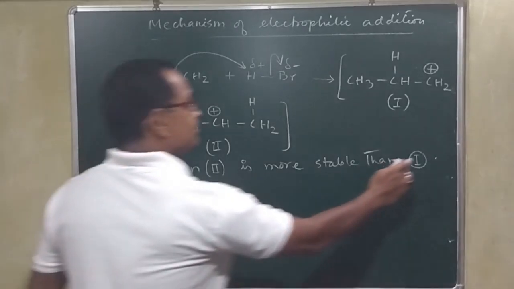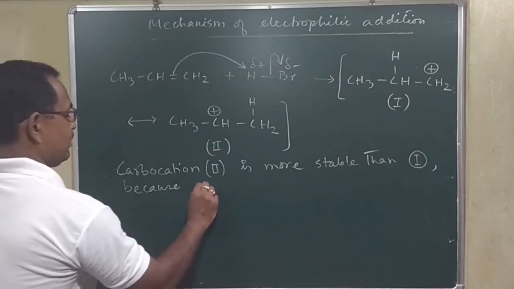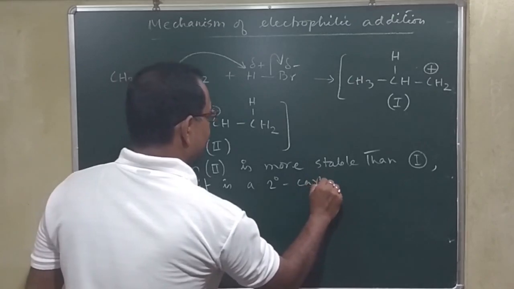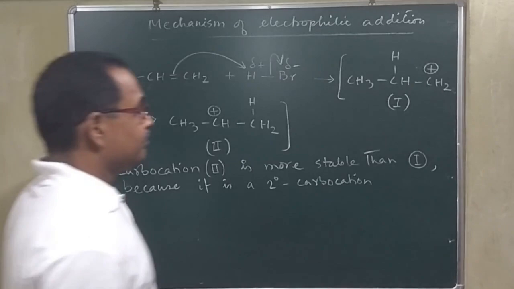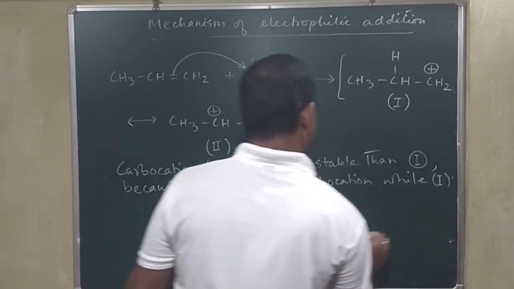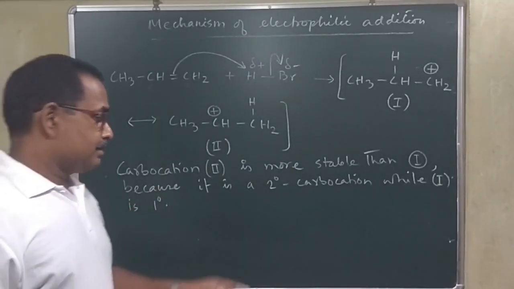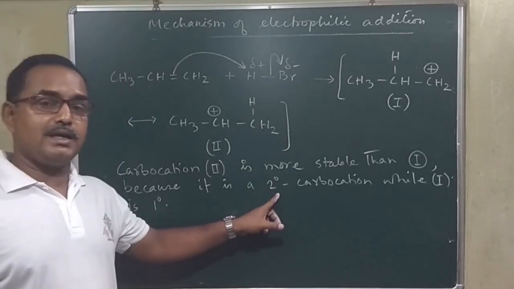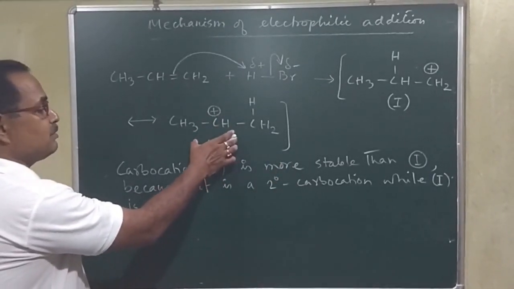Why? Because it is a secondary carbocation, while 1 is primary. Compared to primary, secondary carbocation is more stable, and compared to secondary, tertiary carbocation is more stable. So carbocation 2 is more stable.